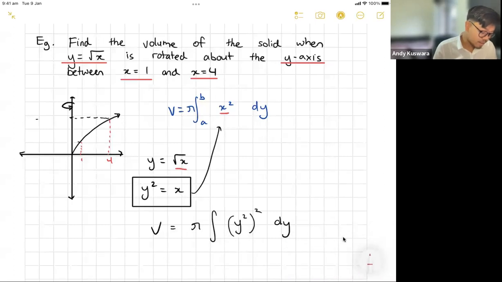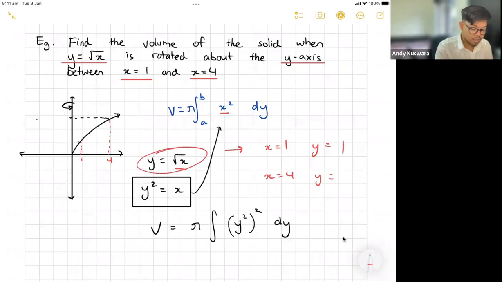Okay, now the other thing is the values. When x equals 1, I have to find out what y equals. And when x equals 4, I have to find out what y equals. Now substituting it into this formula here, it's just going to be the square root. So y equals the square root of 1. That's nice. y is just 1. But when x equals 4, y equals the square root of 4, and that's going to give me 2.